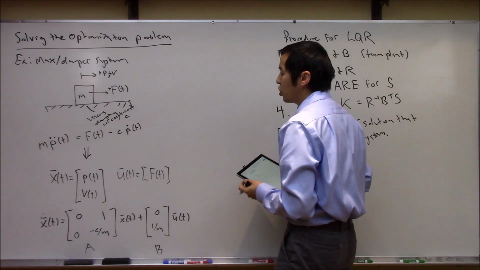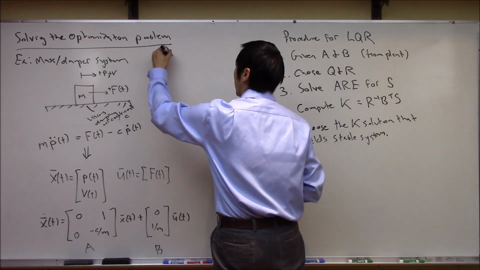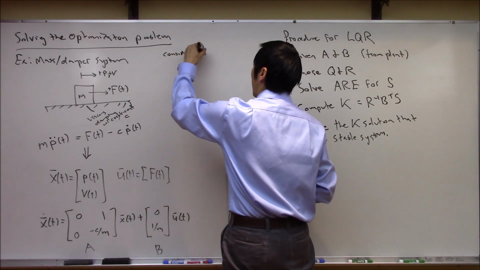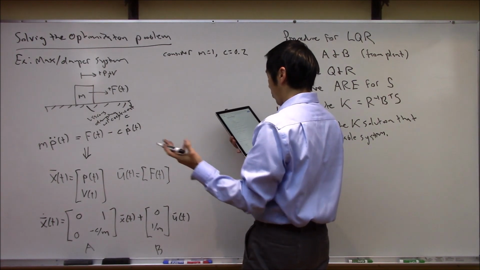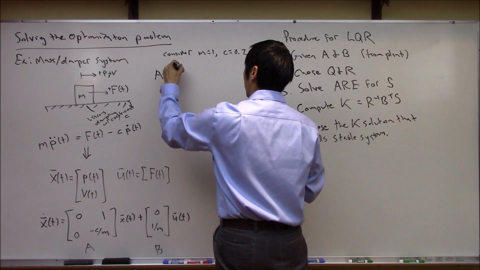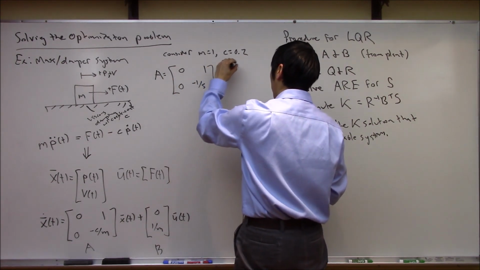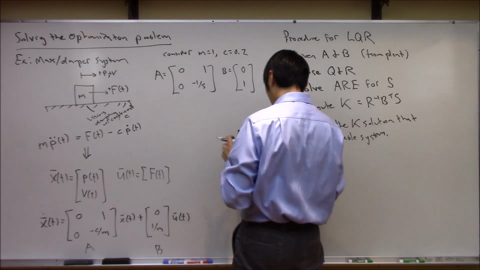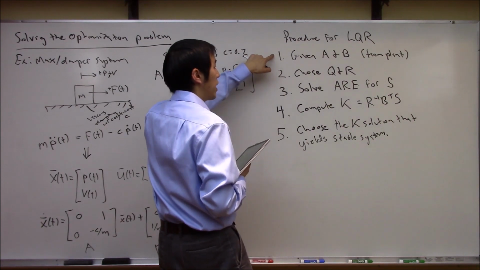Let's go ahead and choose some numeric values so we can actually compute some of these. How about a mass of 1 and a coefficient of damping of 0.2. So numerically we end up with an A matrix that looks like [0, 1; 0, minus 1/5], and a B matrix that looks like [0; 1]. Okay, something pretty simple. Now, that's step 1. We got A and B.